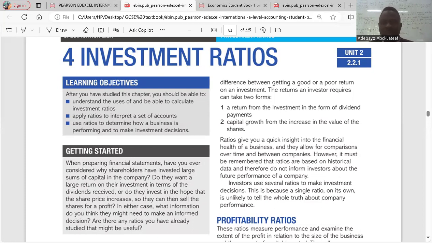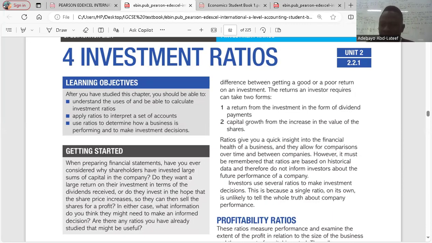The second one is capital growth. When we talk about capital growth, we're talking about the increase in the value of the shares of the company. So we get to know more about investment ratio or return on investment in as much as the value of the business shares is increasing, or the dividends to shareholders are also increasing. So these are the two ways in which we can understand the return on investment.